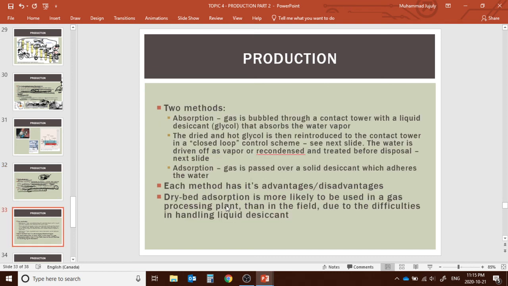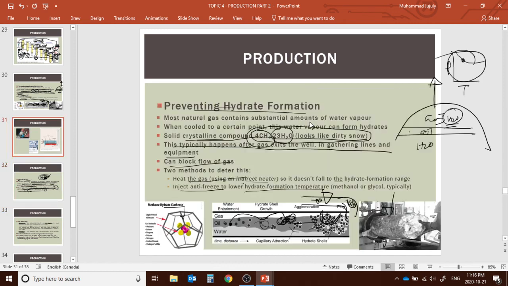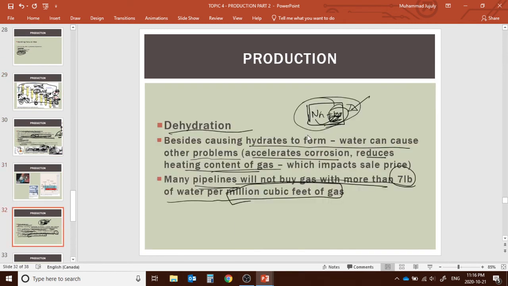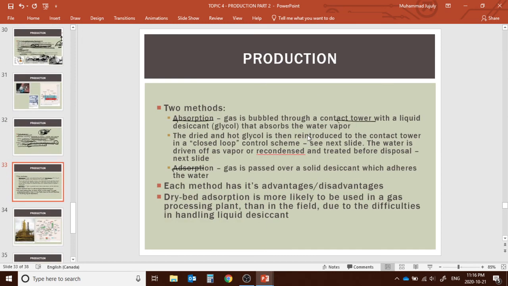Remember that. There are two different methods, as I told you before: absorption and adsorption. What is absorption? You put up a tower, just like the tower we showed before, and you have a liquid desiccant or glycol that absorbs the water vapor, and then you can recycle everything. Adsorption is passing the gas through a solid desiccant, which adheres the water. Each method has its own advantages and disadvantages.